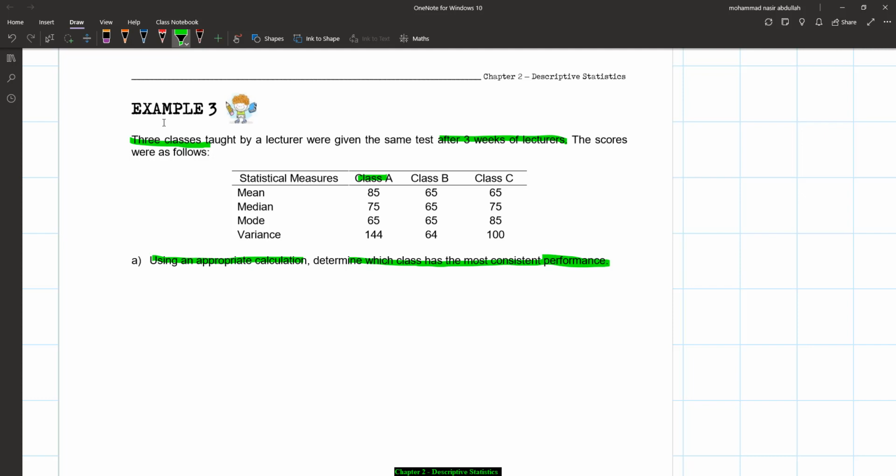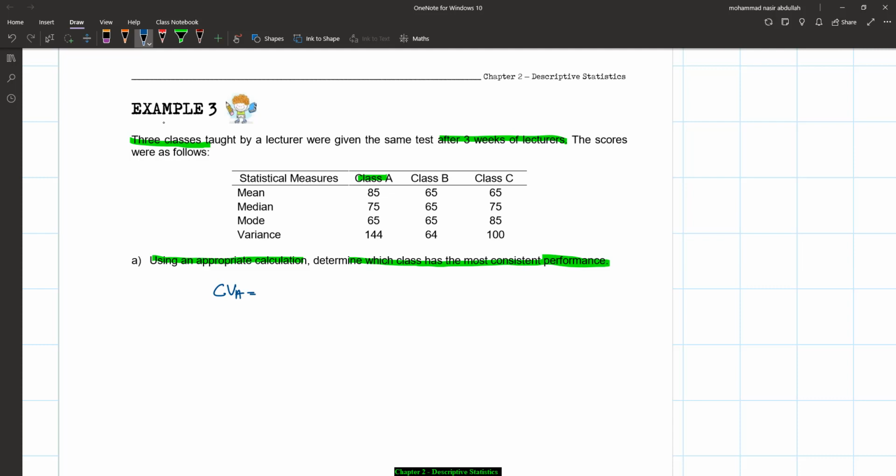Dan kelas mana yang ada murid yang pandai, ada murid yang kurang pandai. Ataupun ada murid yang skor banyak, ada murid yang skor sikit. Right, that is the correct word lah. Right, so to know which class has the most consistent performance, we need to use coefficient of variation.